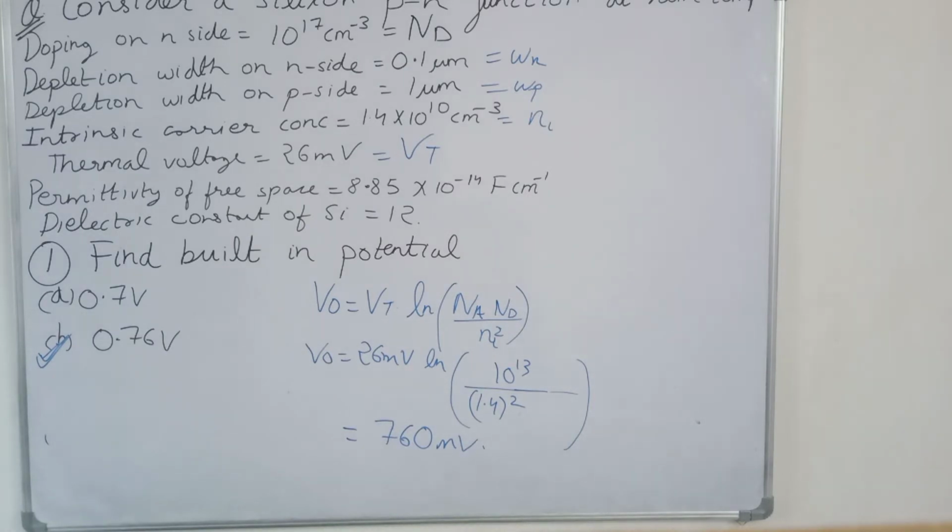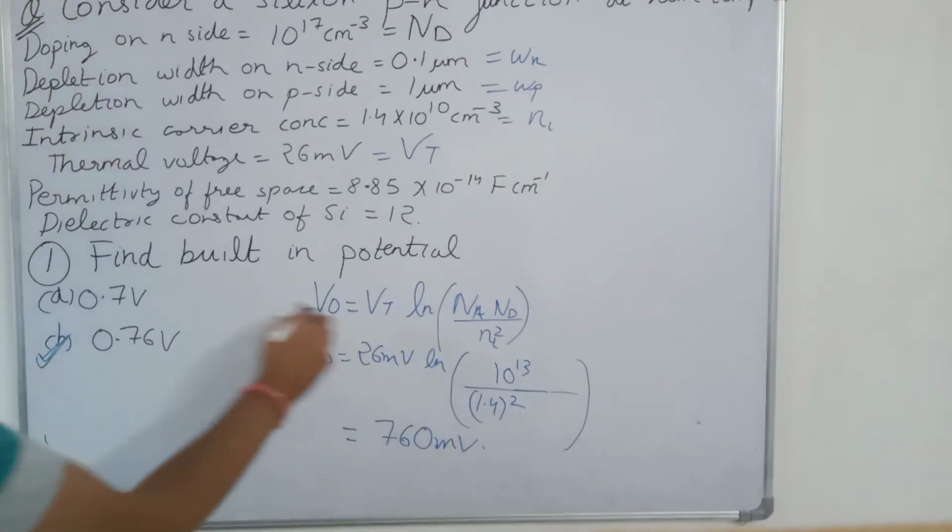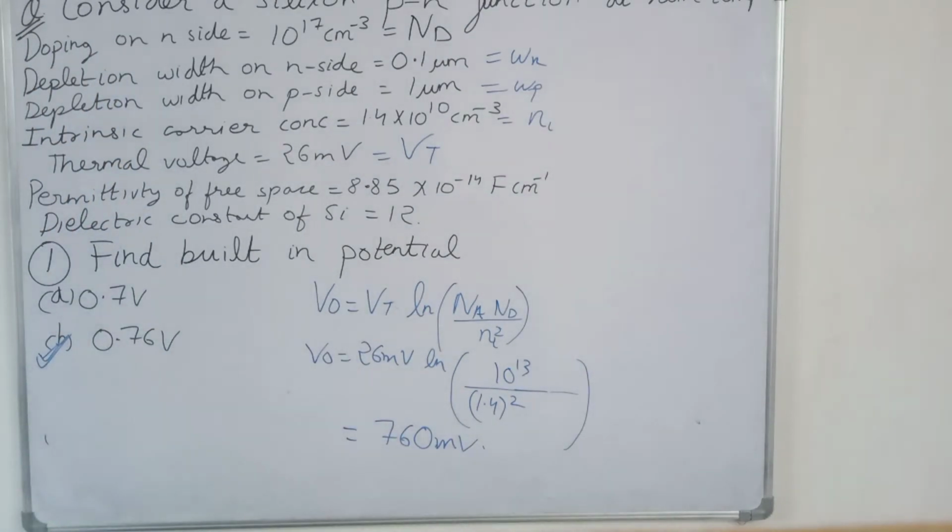So in this way we can find the built-in potential. Just remember that in the depletion region the charge on N side is always equal to the charge on the P side. So Na dot Wp is equal to Nd dot Wn, where Na is the acceptor concentration, Nd is the donor concentration, Wp is the depletion width on P side, and Wn is the depletion width on N side.